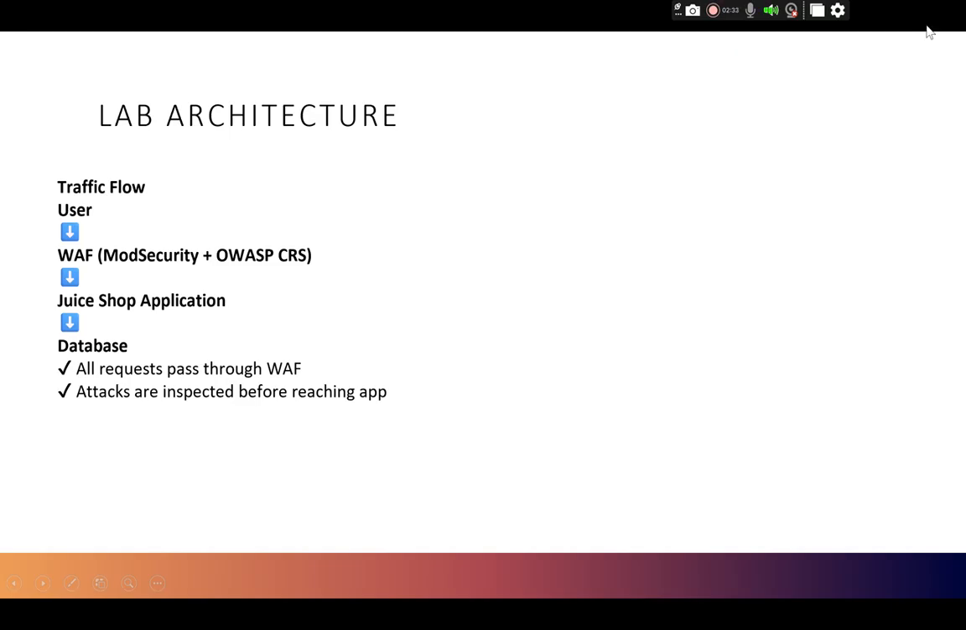Now let's understand our lab architecture. The user sends requests to the application. Before the request reaches the web application, it first passes through the WAF. The WAF inspects the request. If the request is safe, it is forwarded to the Juice Shop application. If the request is malicious, the WAF blocks it immediately.